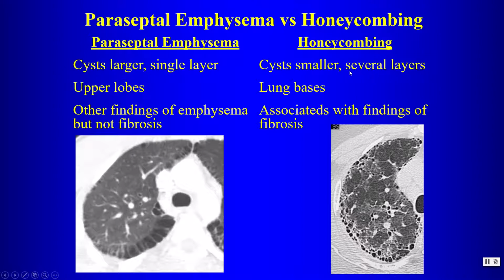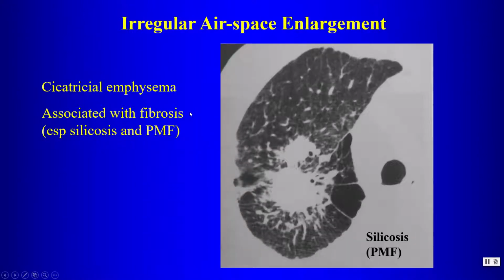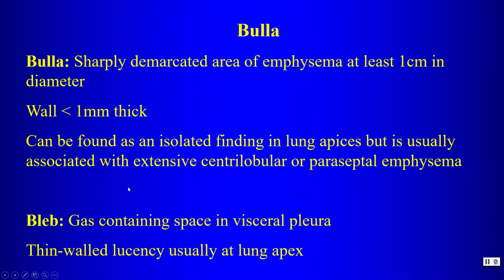With honeycombing, the cysts are smaller. You have layers of cysts. This tends to predominate at the lung bases, and you have other evidence of fibrosis. Whereas with paraseptal emphysema, it's usually a single layer of cysts, and you have other findings of emphysema, but not fibrosis. Now, we can also have cicatricial emphysema in this patient with progressive massive fibrosis, as this pulls on the adjacent lung and gives you these cystic air spaces from emphysema as a result of scarring. And so, what's the difference between bullae and blebs?